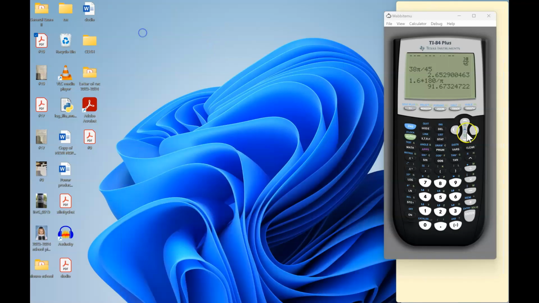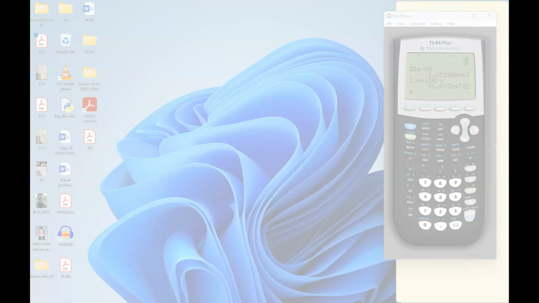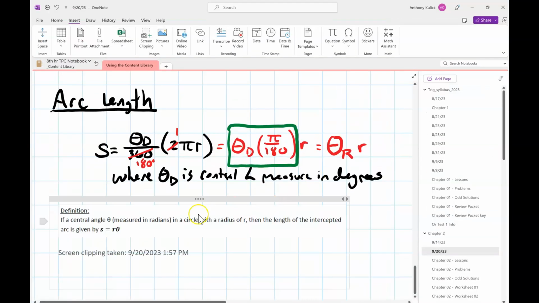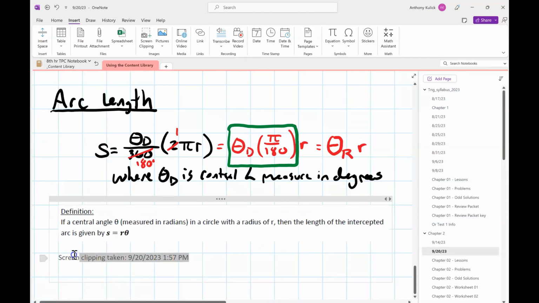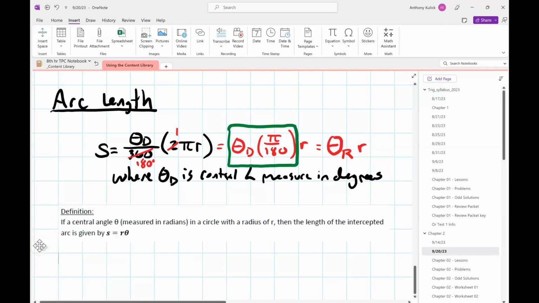Let's make that a definition. So we say that if the central angle theta measured in radians of a circle with radius r, then the length of the intercepted arc is given by s equals r times theta.